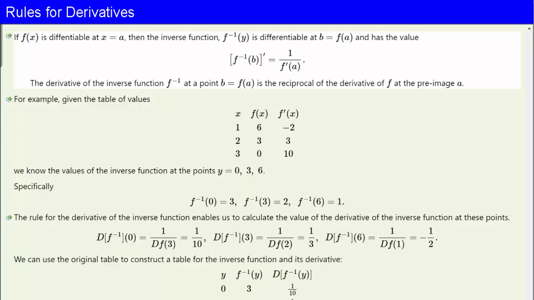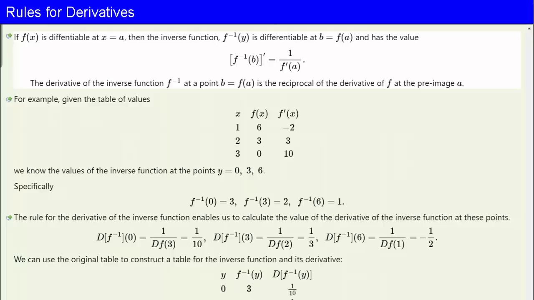The rule for computing the derivative of the inverse function is: if f of x is differentiable at x equal a, then the inverse function, f inverse of y, is differentiable at the point b equal f of a, and has the value f inverse prime at b is 1 over f prime at a, the reciprocal. In plain English, the derivative of the inverse function, f inverse, at a point b equal f at a is the reciprocal of the derivative of f at the preimage a.